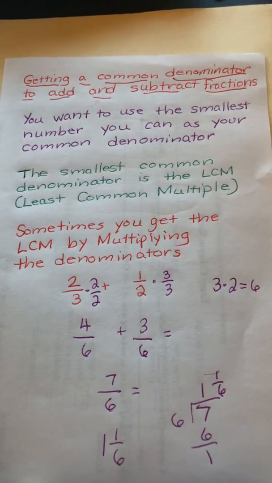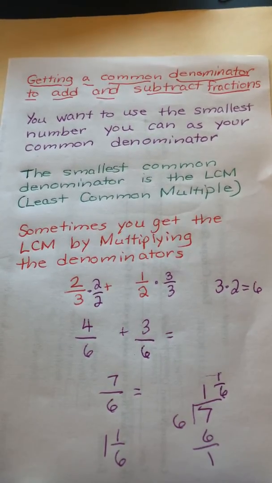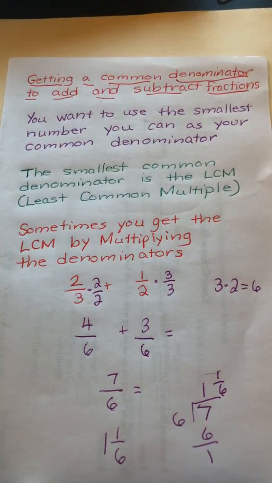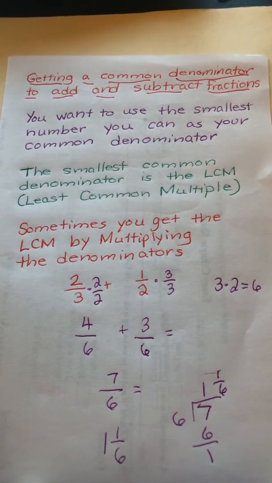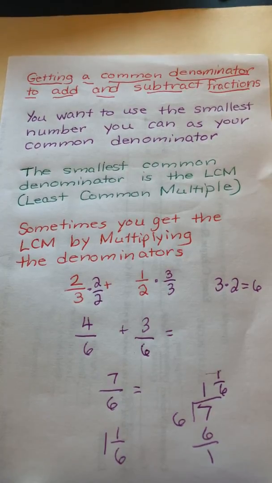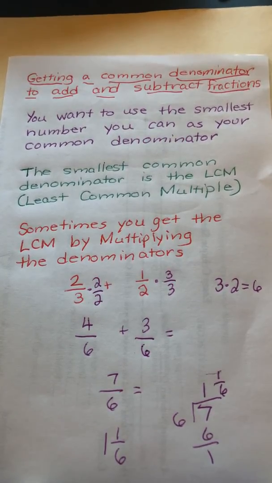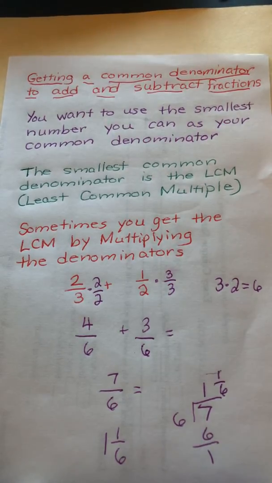Whenever you have a fraction that you can multiply the two denominators together, and that will be the least common multiple, that's the method you should use. You always can get a common denominator by doing this, but sometimes it's not the smallest one and you're creating more work for yourself.